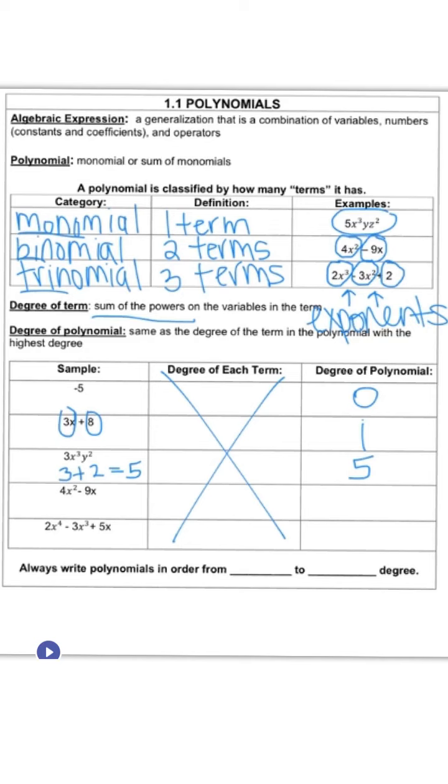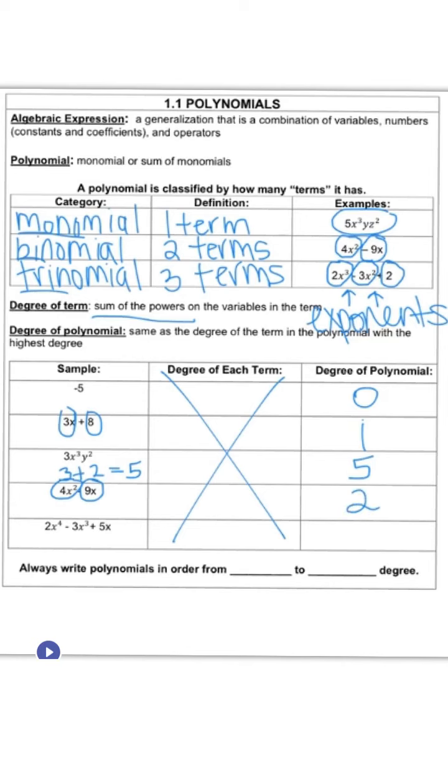Okay, the next example, 4x squared minus 9x. So my first term is 4x squared, and my last term is -9x. I need to determine what's the highest degree of each term. So the first term has a degree of 2 because it's x squared, and the last term has a degree of 1 because it's x to the first power, or x to the 1. So since 2 is greater than 1, the degree of the polynomial would be 2.